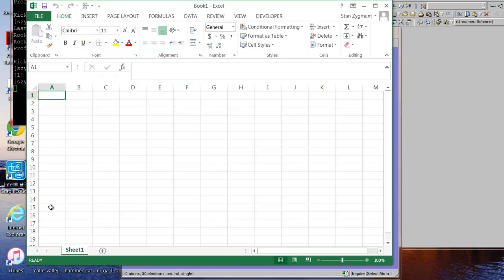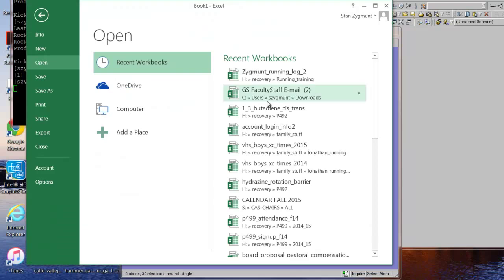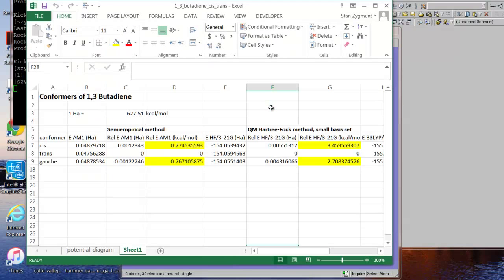The spreadsheet that I created in order to show the energies here, I've pasted them in already because I did this calculation previously. So here we look at the AM1 semi-empirical method. There is the energy for the trans, which is the lowest energy, 0.0475, and so on. And then the cis structure that we originally got was 0.04879. If we now look at the gauche structure, it's just a tiny bit lower in energy than the cis planar structure, 0.04878.